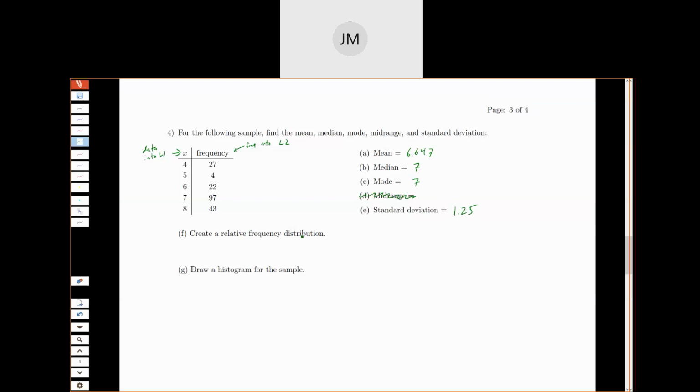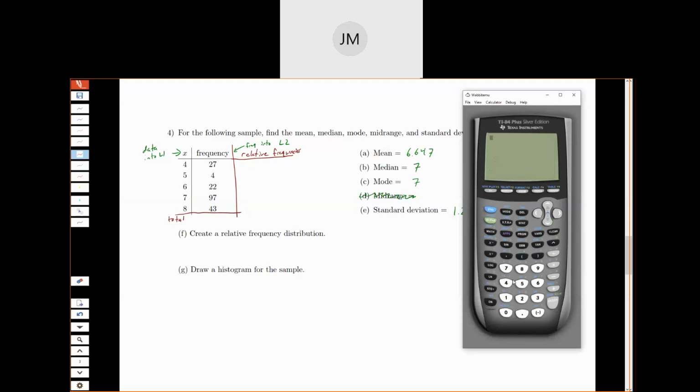All right, create a relative frequency distribution. What I'm going to do is build off of the frequency distribution that's already here and just put in relative frequencies. So I'm going to add these up really quickly to find my total for the frequencies. Okay, so if I take my calculator and add these up, 27 plus 4 plus 22 plus 97 plus 43, I get 193.